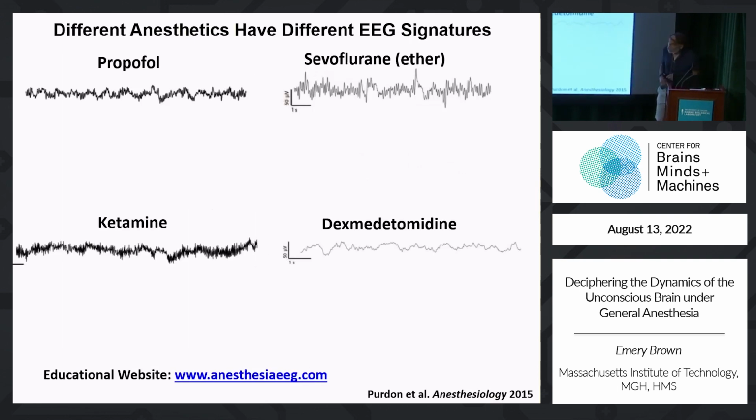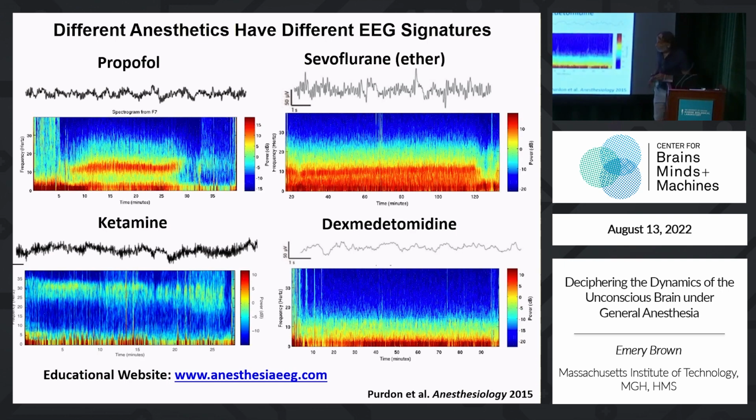And so I've shown you a lot about propofol here. If you look at these signatures in the time domain, maybe they look similar, but if you look at their spectral content, they look quite different from a spectral standpoint. That's why in the operating room, we use both the broadband signal as well as the spectrogram to track what's going on. And here's ketamine.